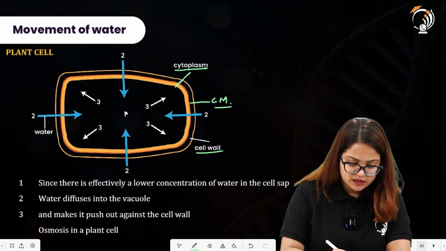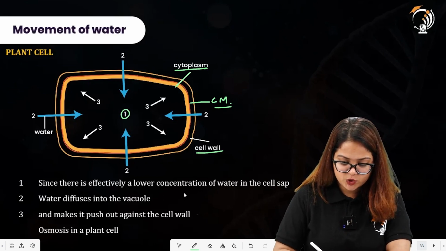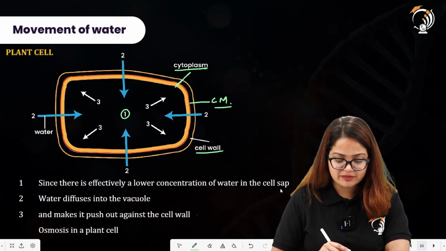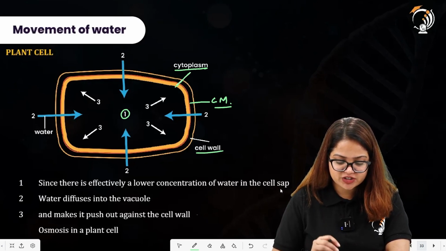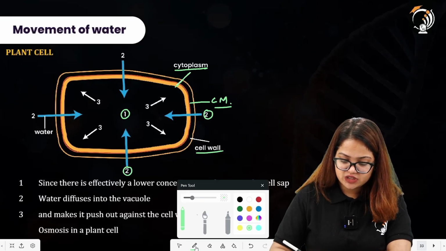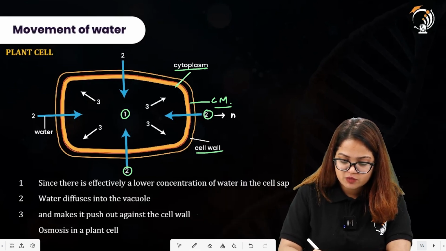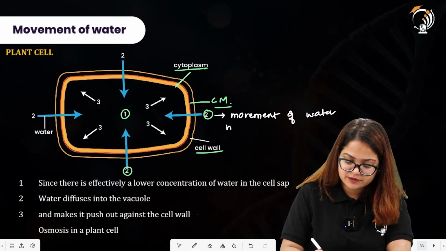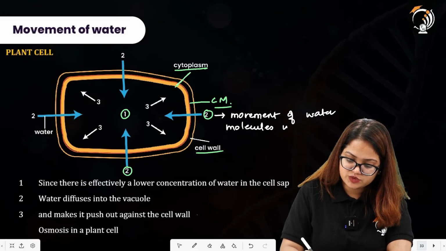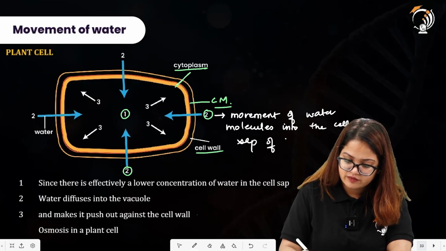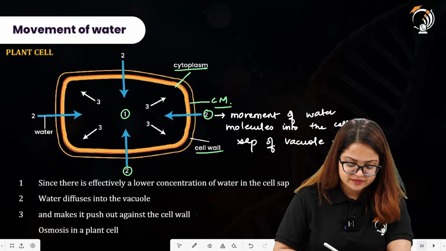The first number here represents, since there is effectively a lower concentration of water in the cell sap, so it must be representing the vacuole of the plant cell that has the cell sap. So the cell sap has a lower concentration of water molecules. The second number here represents the water will move into the vacuole. So it shows movement of water molecules into the cell sap of the vacuole.